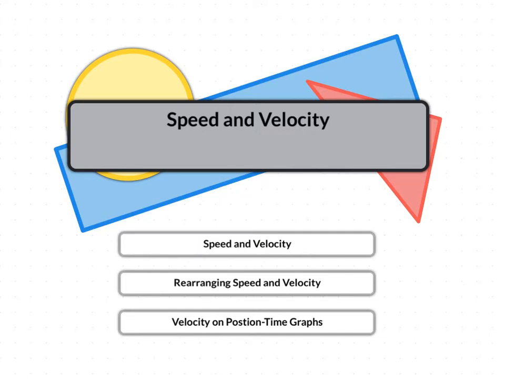So last lesson, we looked at distance and displacement, and we started introducing some of the core concepts behind physics and motion. In this lesson, we're going to look at speed and velocity, something you're probably quite familiar with, but we're going to look at it in the physics context.